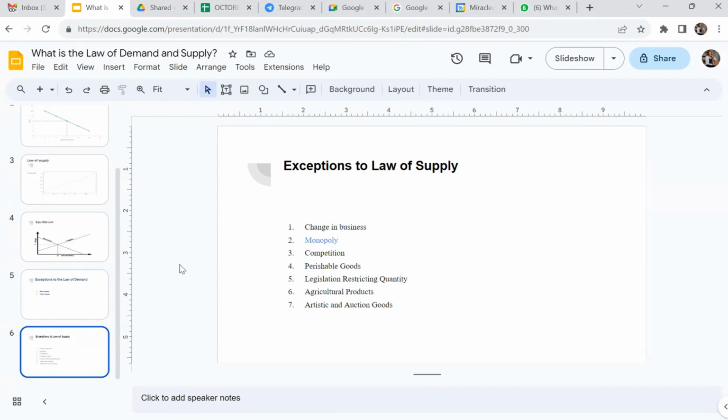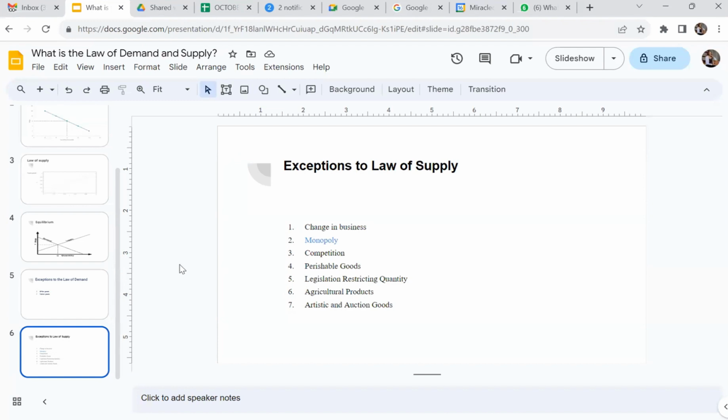The monopoly thing is like when the government intervenes and holds that industry, so you cannot participate as an individual. On legislation restriction of quantity, there are certain regulatory laws or codes that put limits on the quantity of a given product.